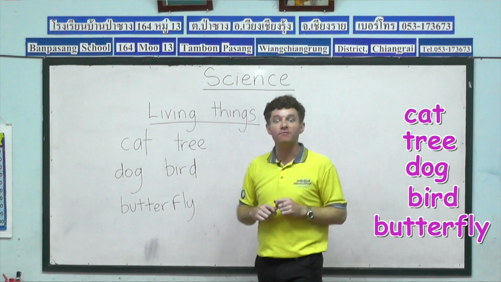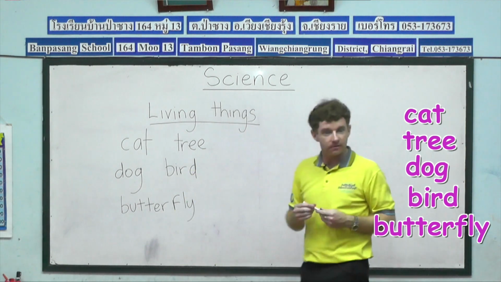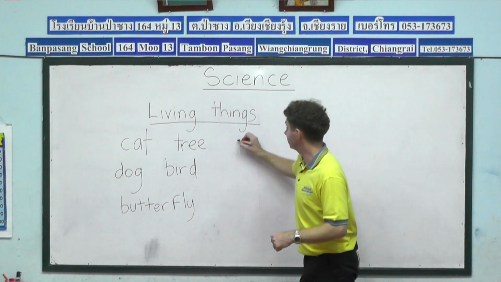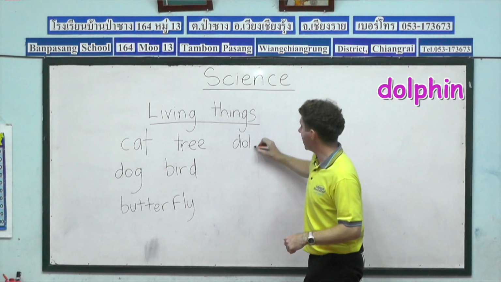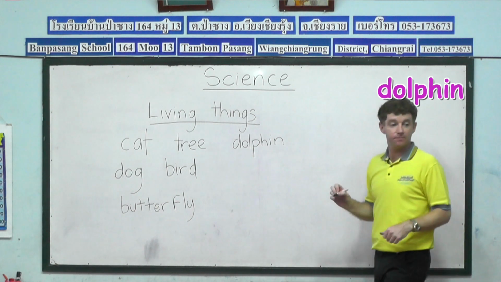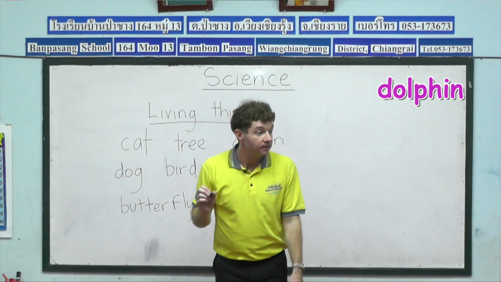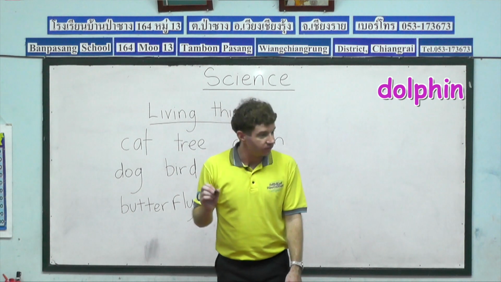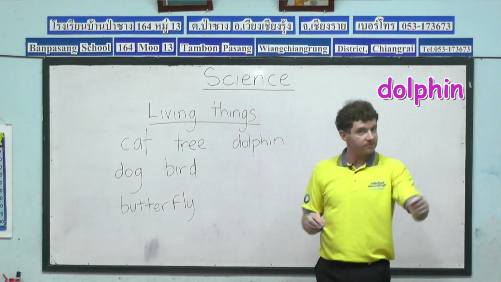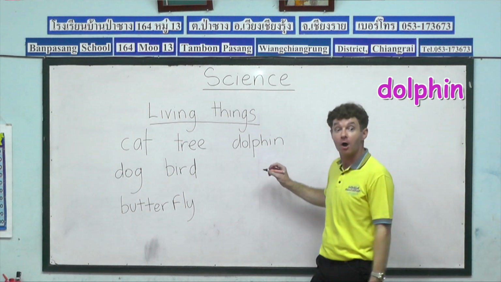So now let's get 5 more. Who's next? Dolphin. Excellent. Dolphin is a living thing. How do we spell dolphin? D-O-L-P-H-I-N. Dolphin. Do you have a living thing for me? Butterfly we have already. Shark. Excellent. We have dolphin, and now we have shark. How do we spell shark, guys?